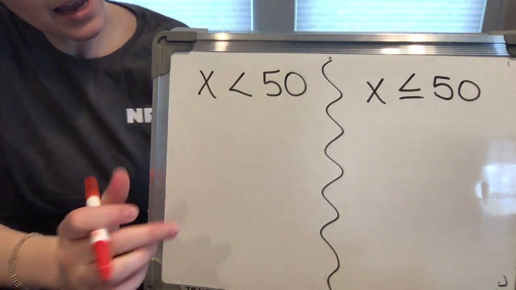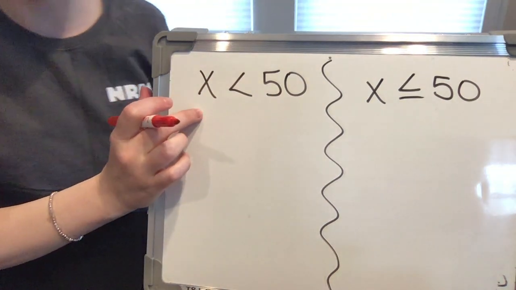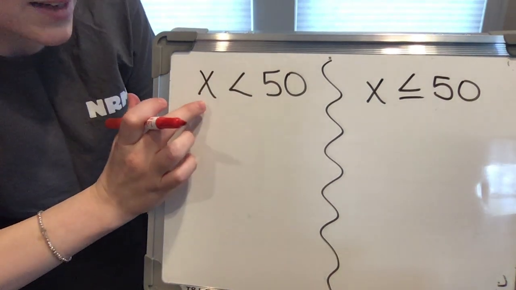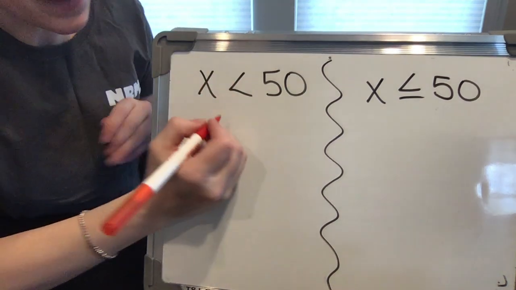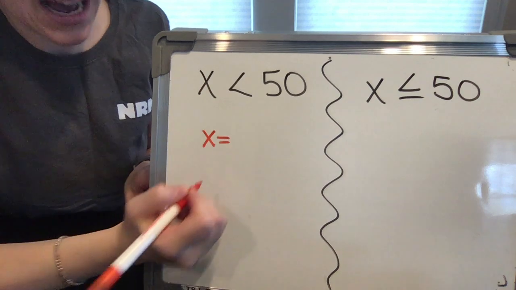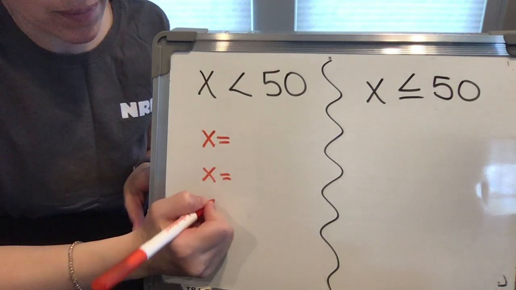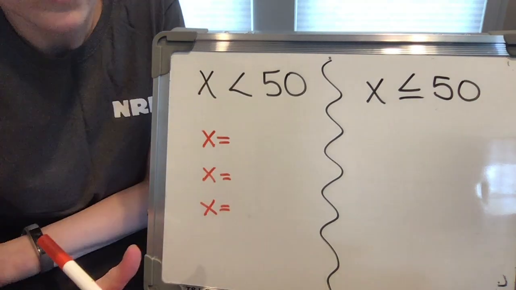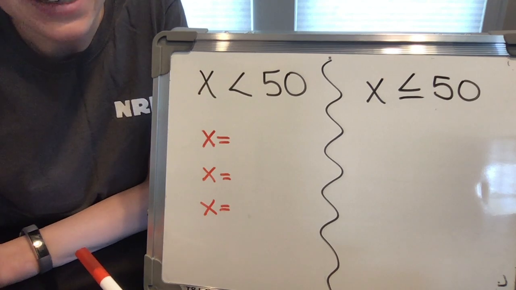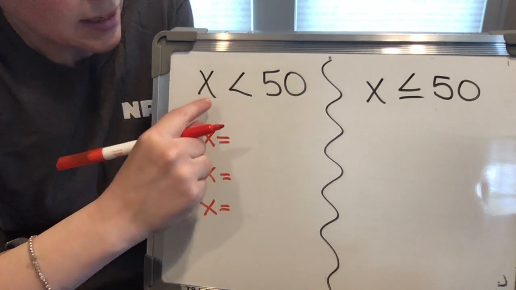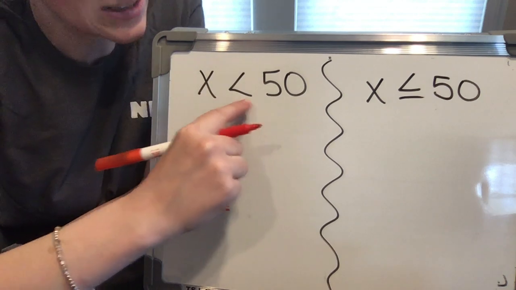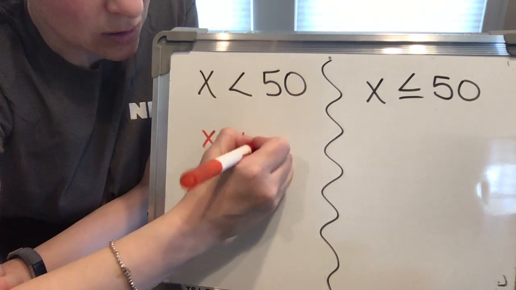So the first thing that we're going to do is you need to figure out what the inequality is saying. So in this case, we have x is less than 50. So that means x could be a lot of different things, and we're going to brainstorm a few things that x can be. We're also going to talk about things that x cannot be as a solution. So one solution to this would be a number that I come up with that I know is less than 50. So I'm going to say x equals 10.